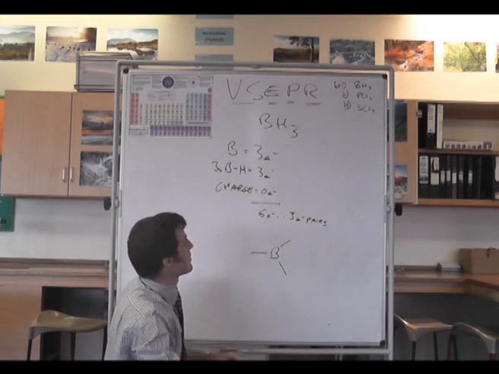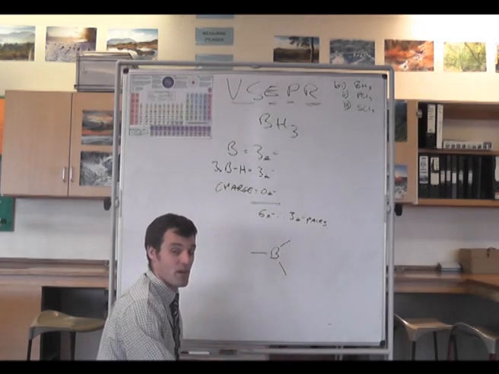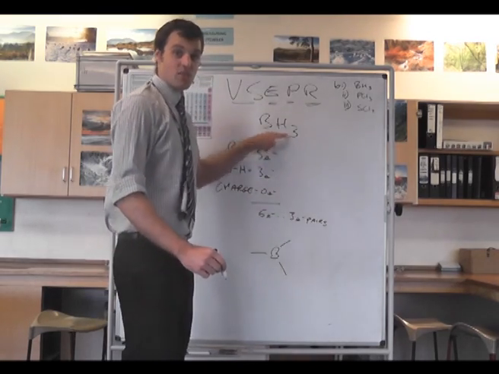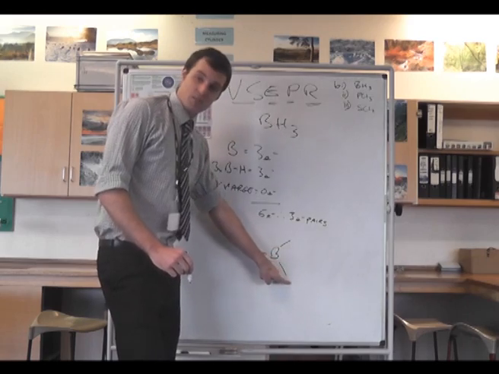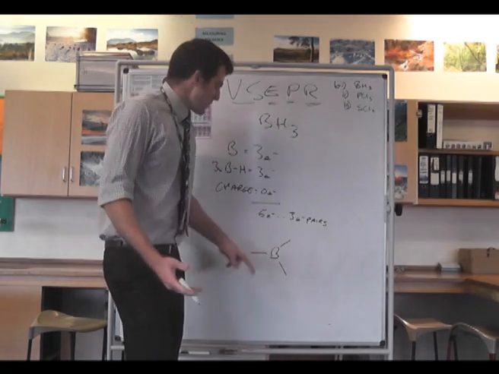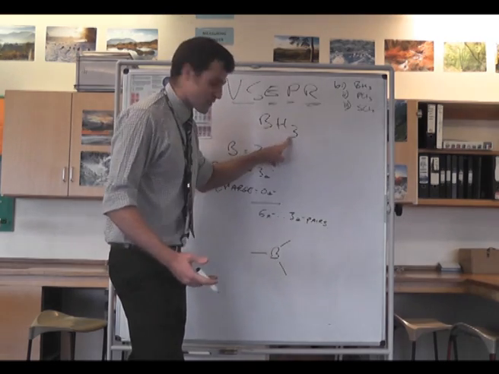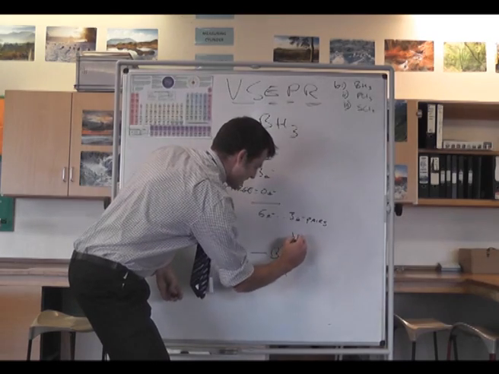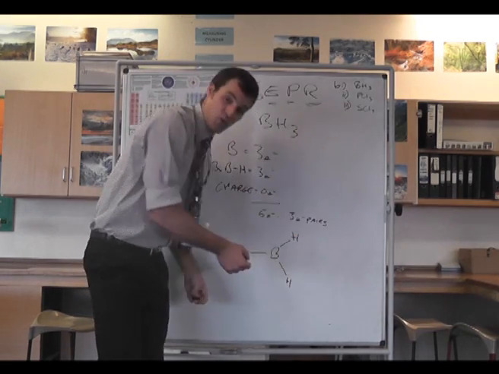Now the next step is to think how many of these are bonding pairs and how many are lone pairs. If you look there, there's 3 hydrogens, so all 3 of these must be bonds. If there were 4, then 1 would be a lone pair, but there are only 3, and we've got to fit 3 hydrogens on, so they must all be bonding pairs. So that BH3 is nice and simple, trigonal planar.